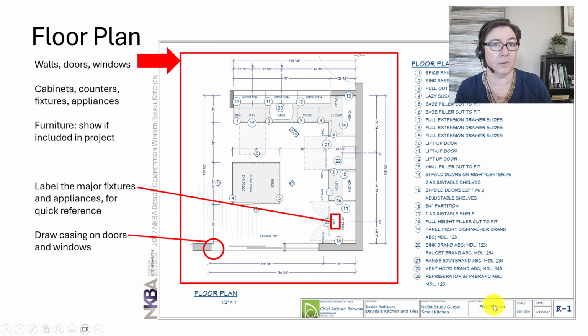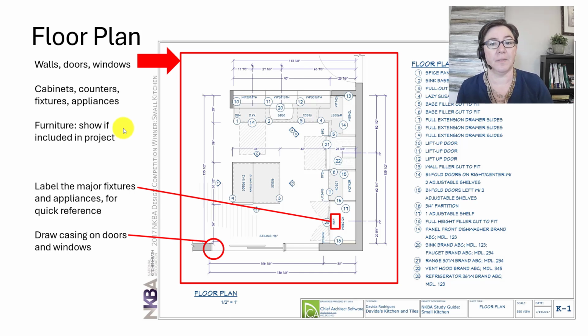What is on a floor plan? We have walls, doors, and windows. That's really important. We have cabinets, countertops, fixtures, and appliances. All right. You can show furniture if it's included in the project, and many people choose to do so. It's not 100% required.